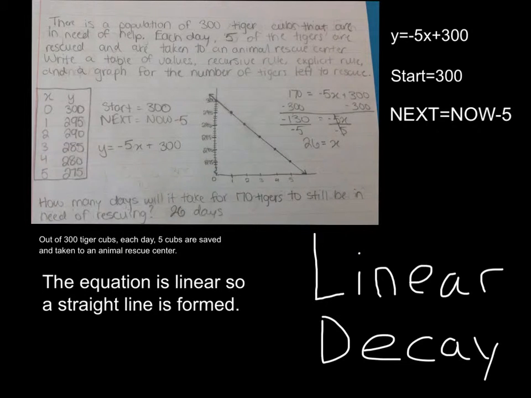And so this is the explicit equation. Because 5 tigers are taken away from the population of 300 each day, the slope is -5 because 5 are decreased. And there's a starting number of 300, so that would be your y-intercept. That's where we start. To get from the number we have now to the next number, we have to subtract 5. So that's why our recursive rule is next equals now minus 5.